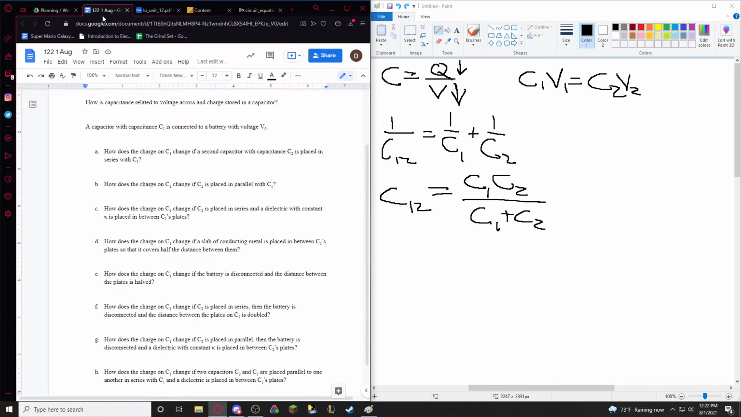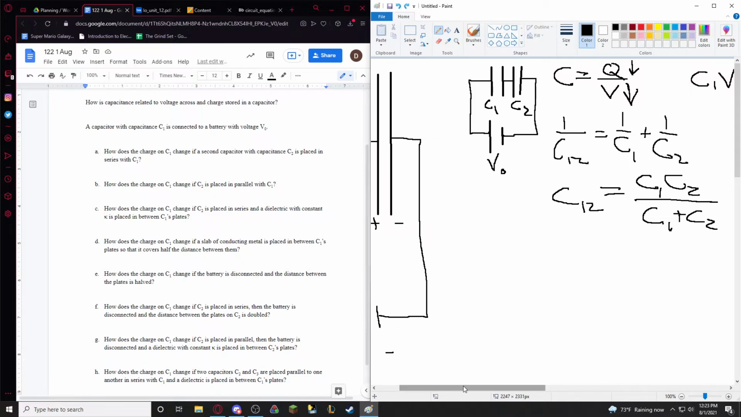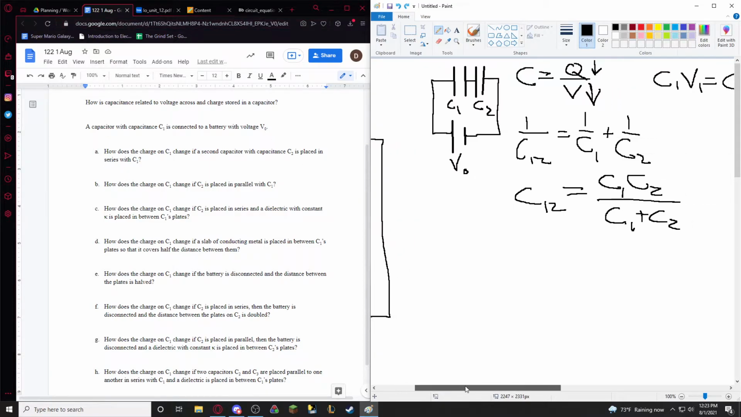But the main idea here is that we know that the charge stored on C1 when we connect C2 is going to decrease because the voltage across C1 is going to decrease. And that's the main idea. I'm now realizing this question is poorly worded, and I also need to restudy my capacitor knowledge. Oh boy. But you guys pretty much understand.